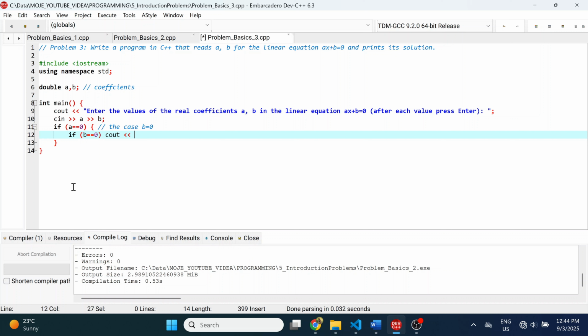Next, I use an if statement to check if the coefficient a is 0. If a is 0, then I need to look at the value of b. If b is also 0, the equation has infinitely many solutions. Otherwise, if b is not 0, then the equation has no solution.